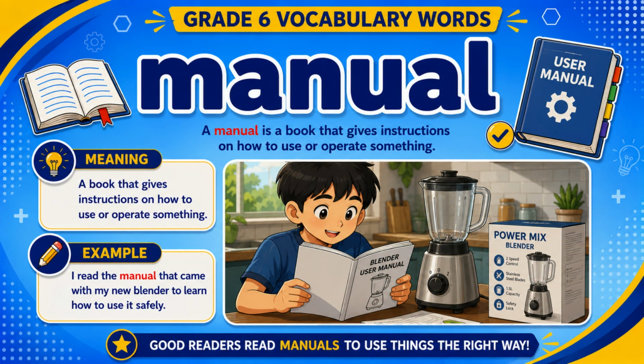Our next vocabulary word is manual. A manual gives step-by-step instructions on how to use or operate something. For example, when you buy a new appliance, it comes with a manual that explains how to use it safely. Manuals help us avoid mistakes.